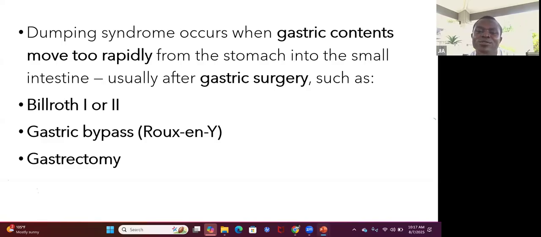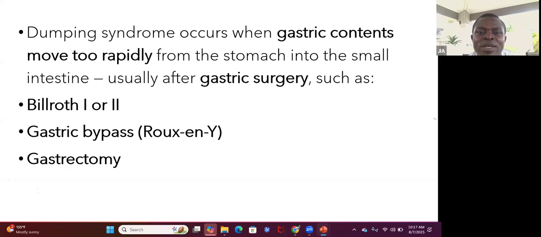When you remove part of the stomach, you just have to join a section of the small intestine to the parts coming from the esophagus. Okay, you have to join them. Then, they all come with their own issues. So this is dumping syndrome.